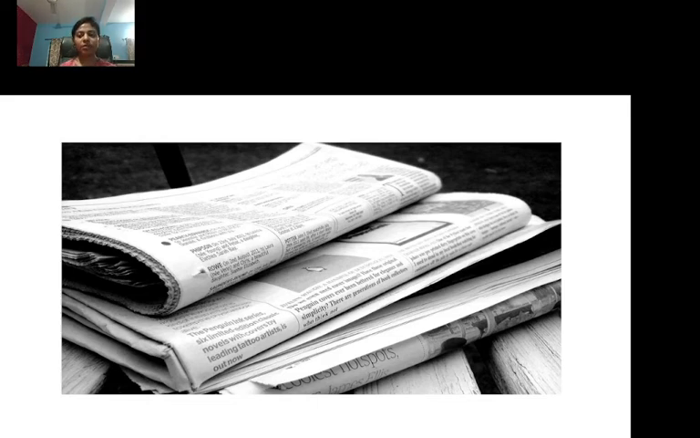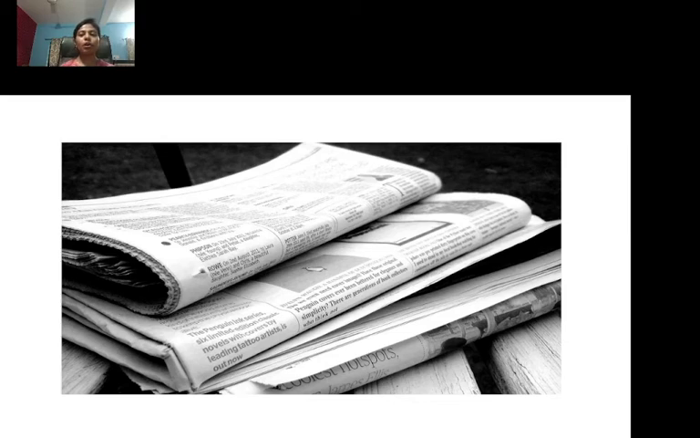So the minimum distance at which objects can be seen most distinctly without strain is called the least distance of distinct vision. It is also called the near point of the eye. For a young adult with normal vision, the near point is about 25 centimeter. We are young, we are adult, so for us 25 centimeter is very good, right?